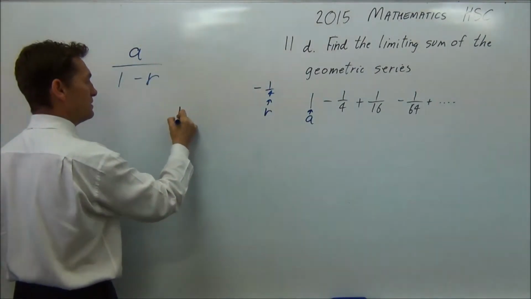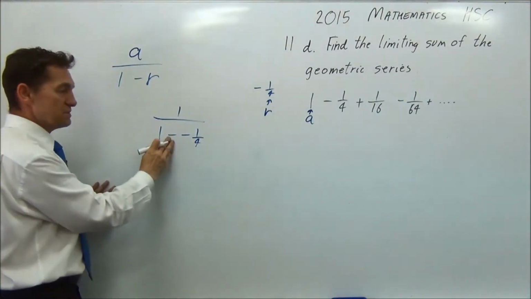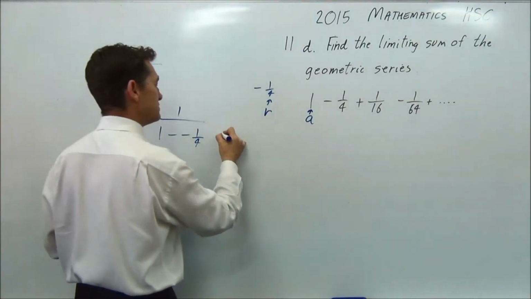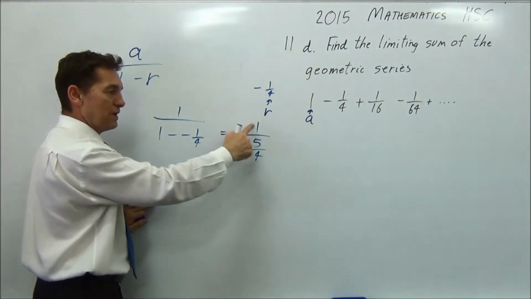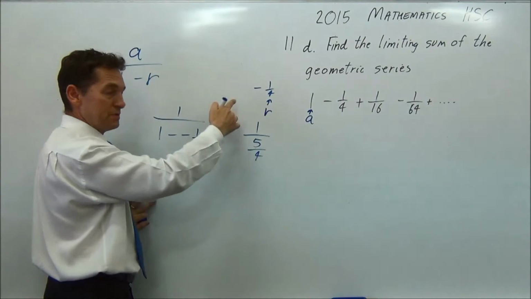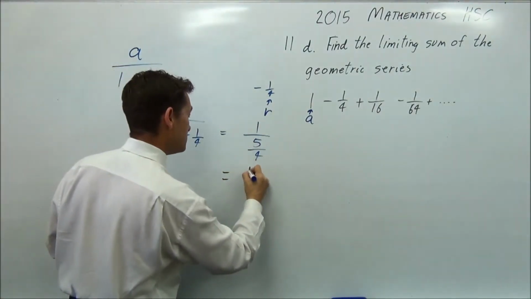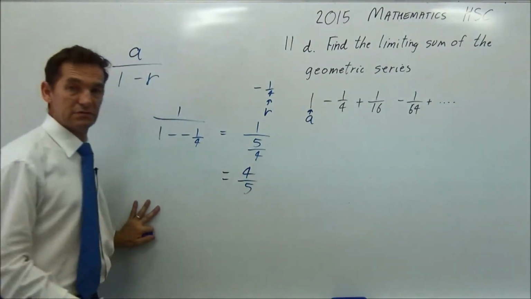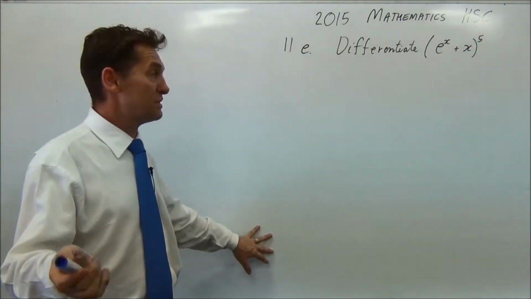So we're just going to get 1 over 1 minus minus 1/4. So minus minus is a plus, so that equals 1 over 5 on 4. So we've got 1 over a number, you can just flip it upside down, so that equals 4 on 5. That's it.